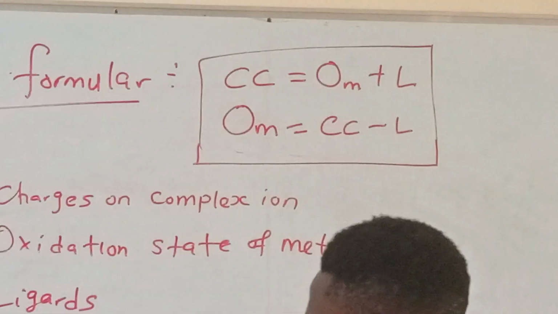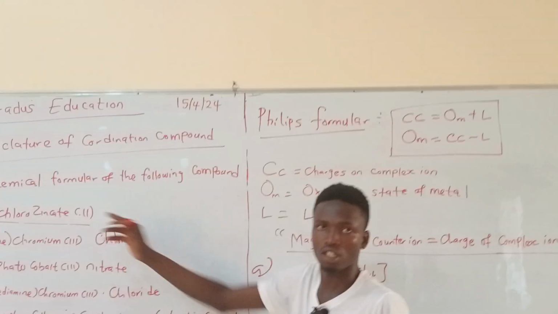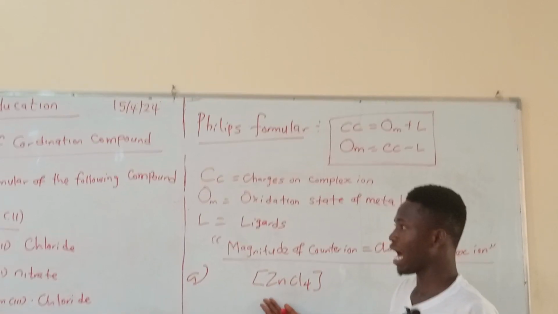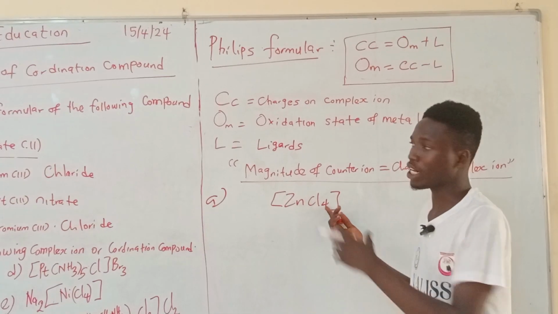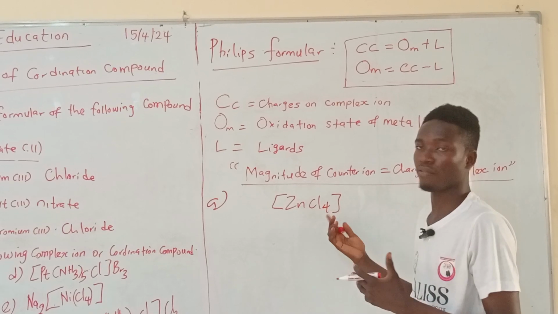Now, after I've written this, you don't need these two for now. Just write your zinc and your chloro and the magnitude of chloro. If it is penta, you'll have put 5 here. But in the question, they said tetra, so it is Cl4.